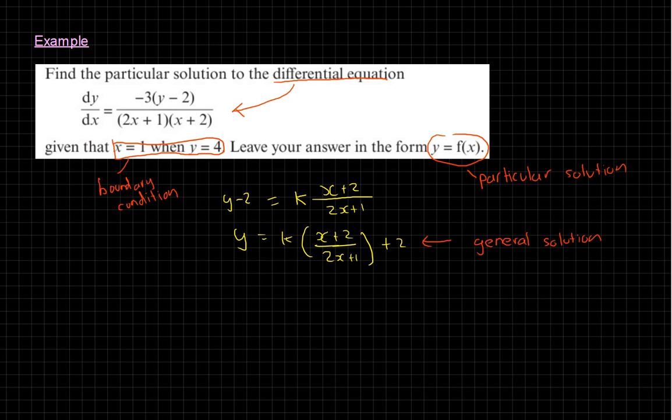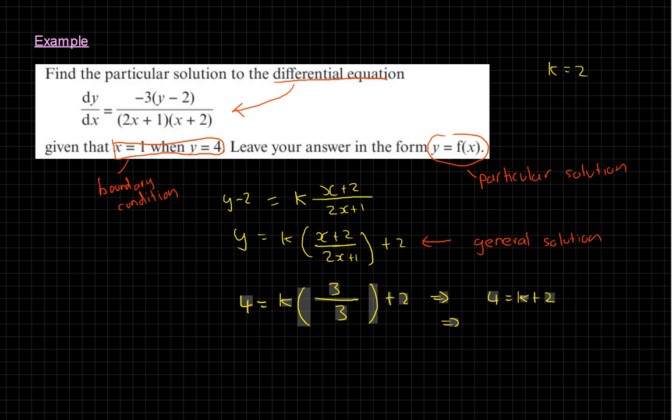So let's plug that in. So when y is 4, x is 1, so I'm going to get 3 all over, well, 3 in this instance, plus 2. That implies that 4 equals k plus 2, and that implies that k must be equal to 2. Okay, so then if k is equal to 2, I should make a note of that up here.